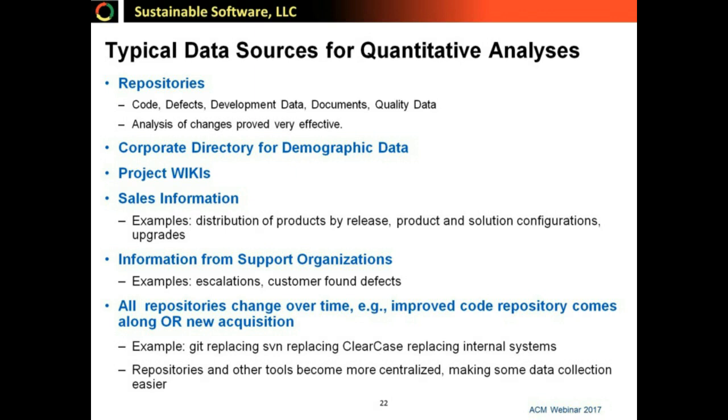In Avaya, nearly every project has a wiki that has a whole bunch of information, but it often includes summary of their processes, their practices, their status, and other things. There's quality data like interoperability of systems, in-process metrics, customer quality information, customer satisfaction information. There's sales information like distribution of products by release, information on the configurations of the products and solutions at any individual customer site. There's upgrade information. And then there's a whole area of information from the support organizations, like escalations from the field.